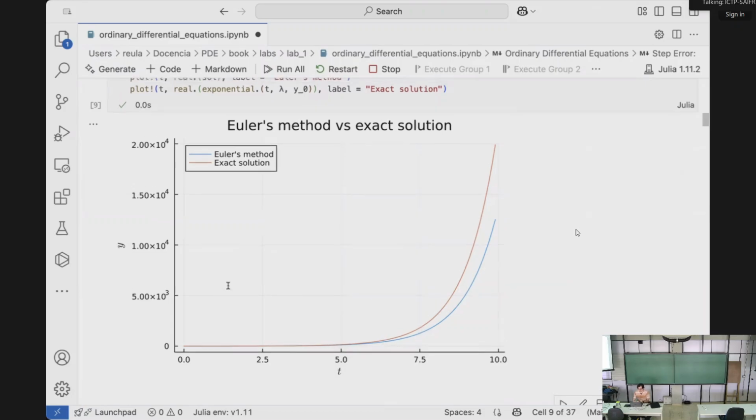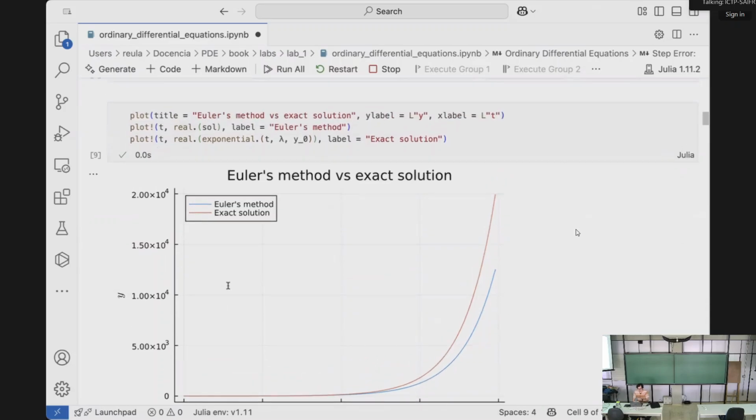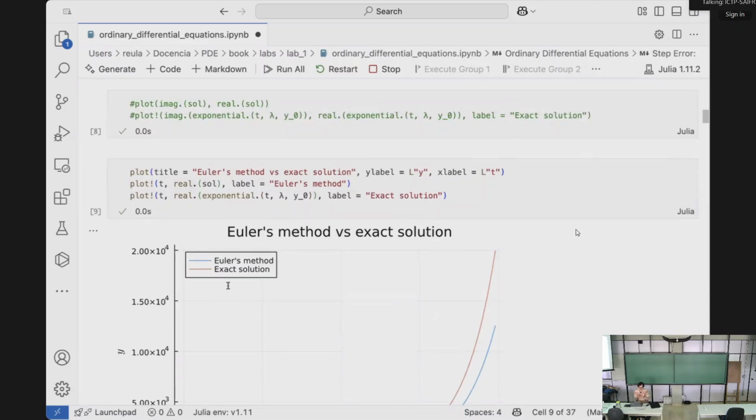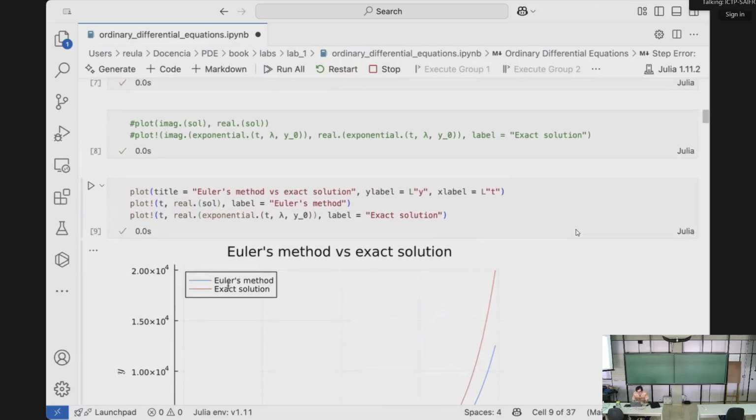This is because we are kind of missing the solution because we are using the derivative at a certain point to project where we want to go, but the function still grows in that interval. So we undershoot where we want to go, right?